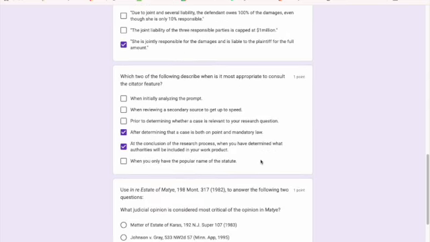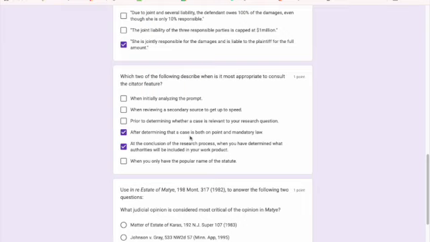Which 2 of the following describe when it is appropriate to consult the citator feature? Remember, the citator is what you use to update, so KeyCite and Shepard's. So not when you're initially analyzing the prompt, right? You don't really care about the citator then. When reviewing a secondary source, no, prior to determining whether the case is relevant to your research question. So if you're just seeing a case and you don't even know if you're going to use it, it's not worth the extra trouble to go and see, is this still good law? I mean, imagine if you have 20 results back, that would take a really long time.